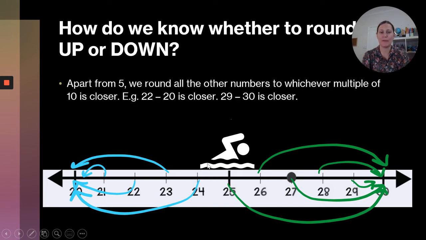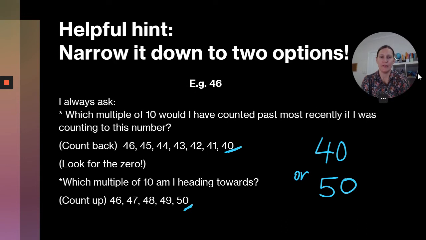Okay, so you can see there, apart from 5, we always round down to whatever's closer. And you can see the numbers there. I've said 22 down to 20, it's closer. 29 up to 30, closer. Now, when we're thinking about that, we now know 5 is the halfway mark. We know that if it's 4, 3, 2, or 1, we're going to go back, down. We're going to round down. If it's 5, and then if it's the other one, 6, 7, 8, or 9, we're going to round up.